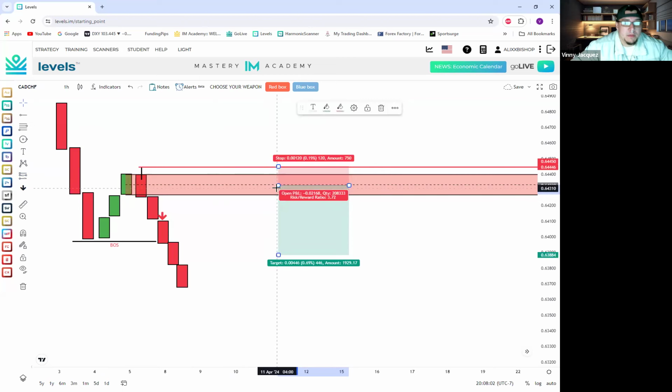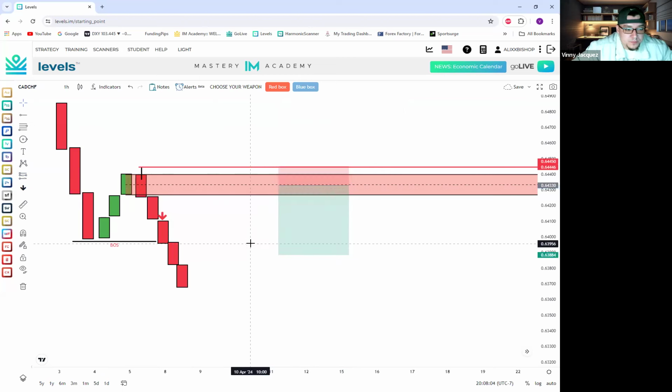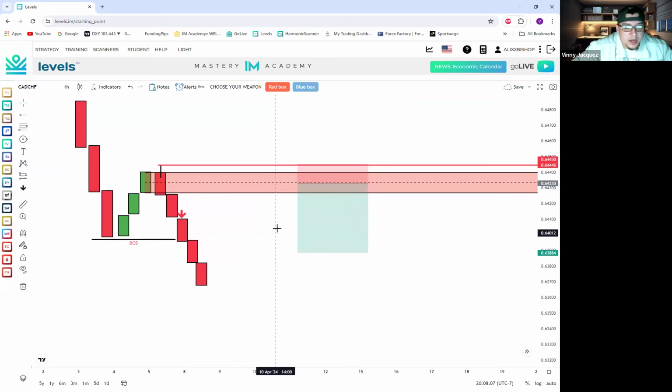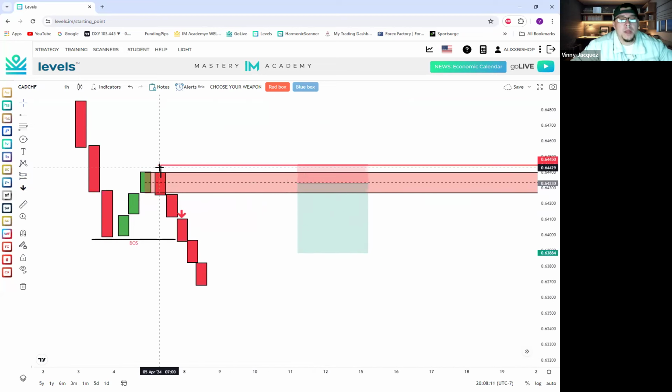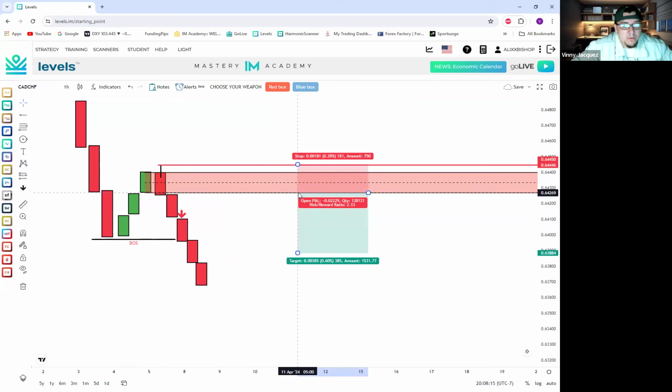Give me a question mark if you are lost. Okay, guys. Great, I love this. So this is our sell zone. Now, this whole red box is a sell zone. So you can go ahead and use the bottom for an entry or the 50% as your entry.